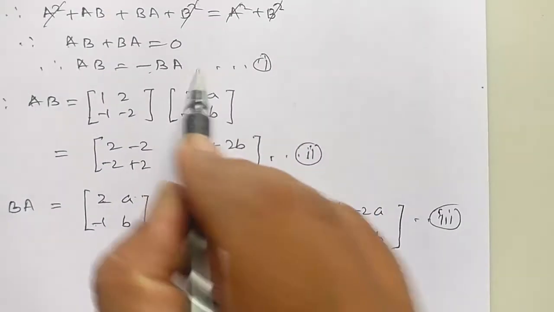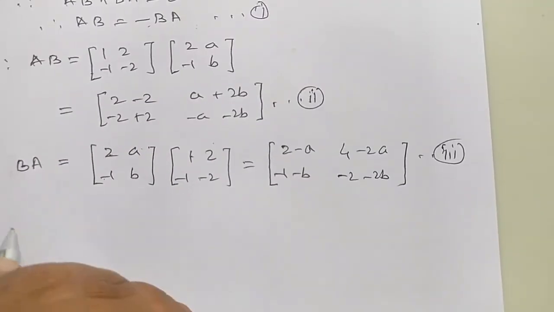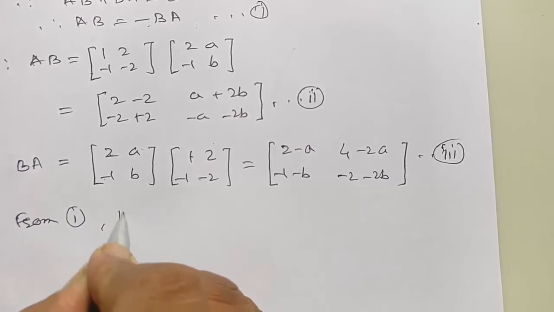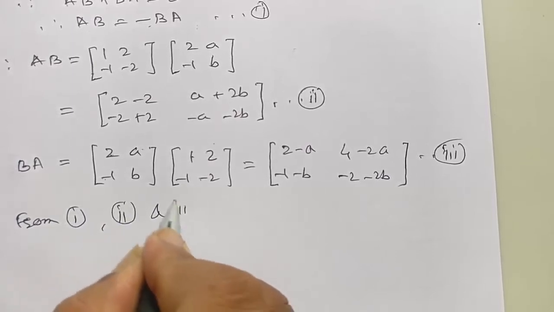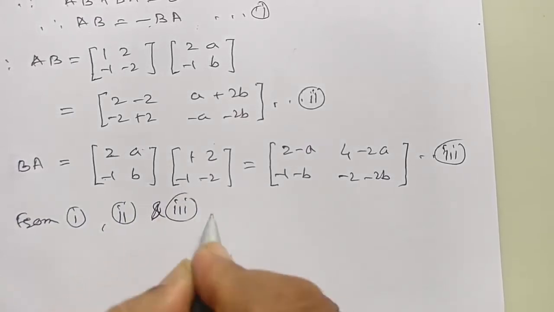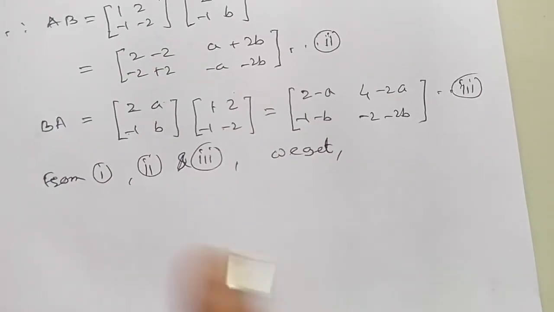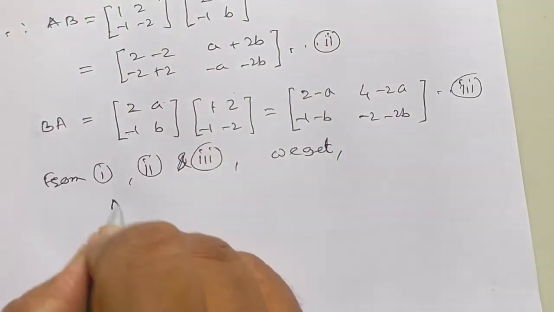Now from 1, 2 and 3, we get AB is equal to minus BA.